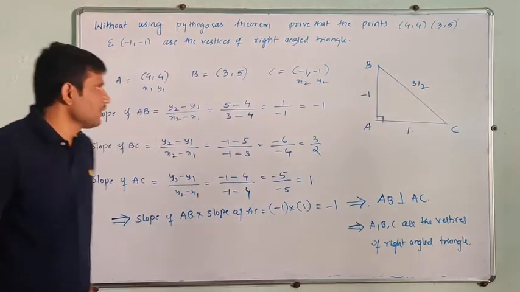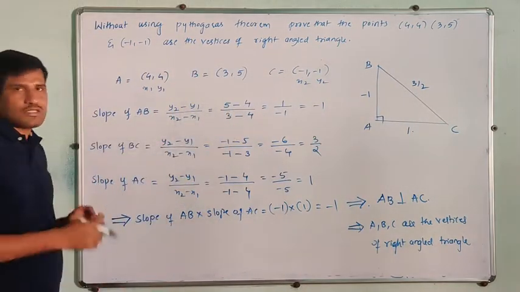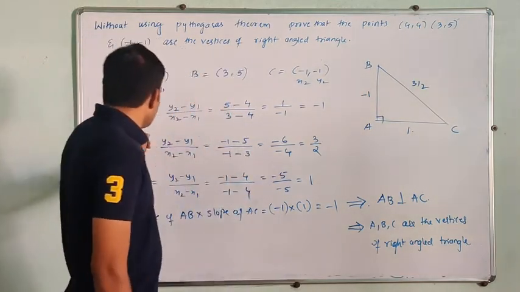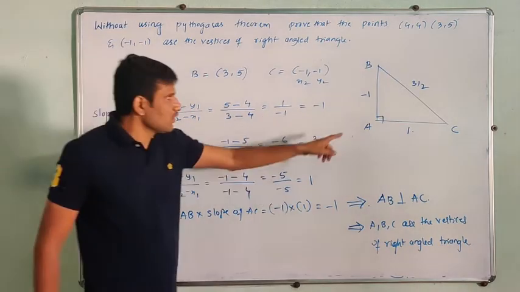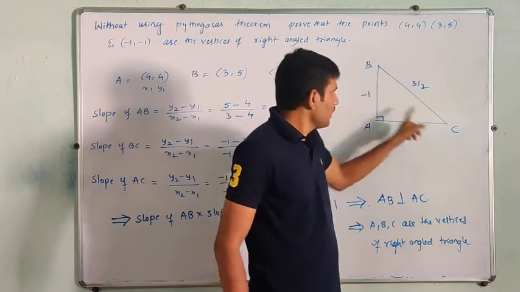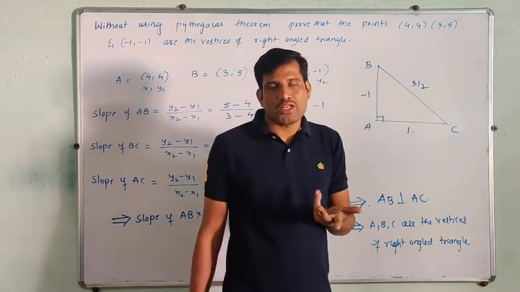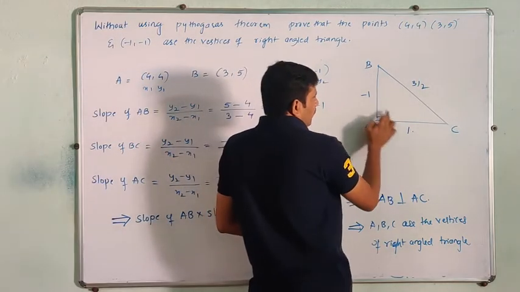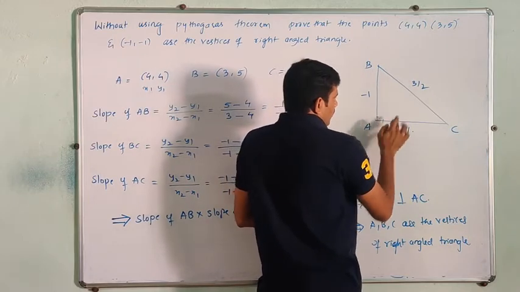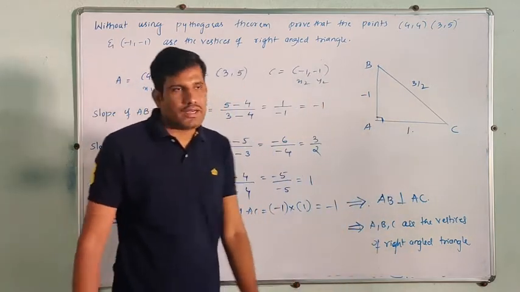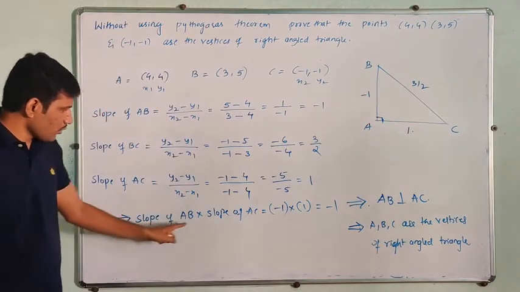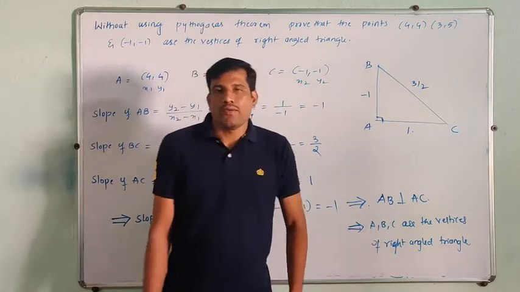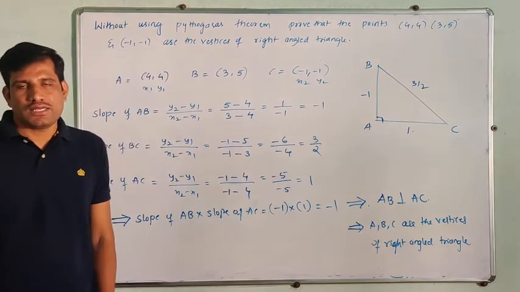Is it clear, friends? Find slope of AB, slope of BC, slope of AC. In a right angle triangle, out of three sides, two sides are perpendicular. Now we can observe slope of AB is minus 1, slope of AC is plus 1. Now multiply the slopes, 1 into minus 1 is minus 1. If the product of the slopes is equal to minus 1, then the two lines must be perpendicular. Therefore, AB is perpendicular to AC, so ABC are the vertices of a right angle triangle. Is it clear, friends?